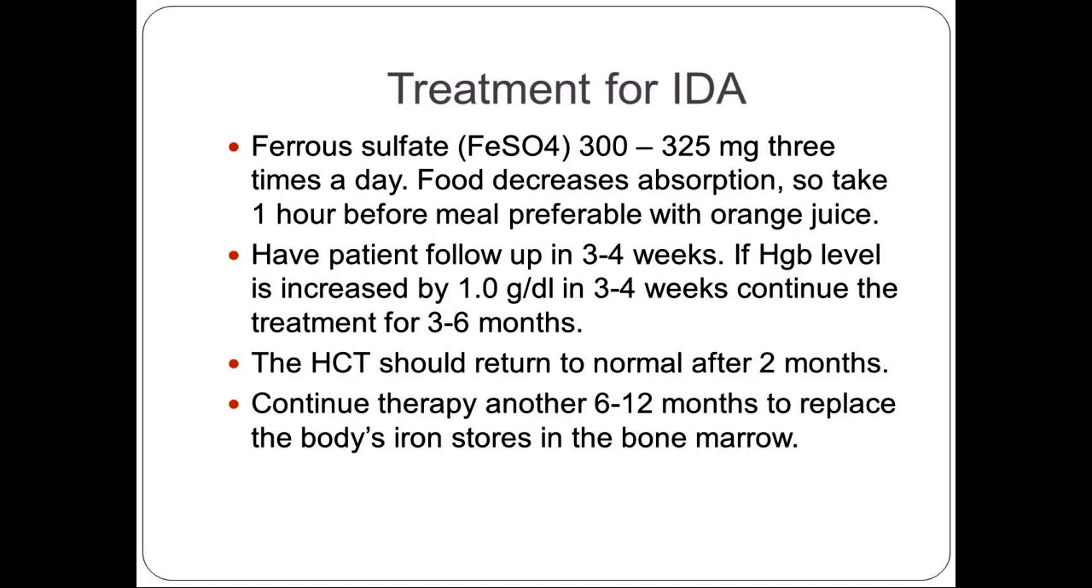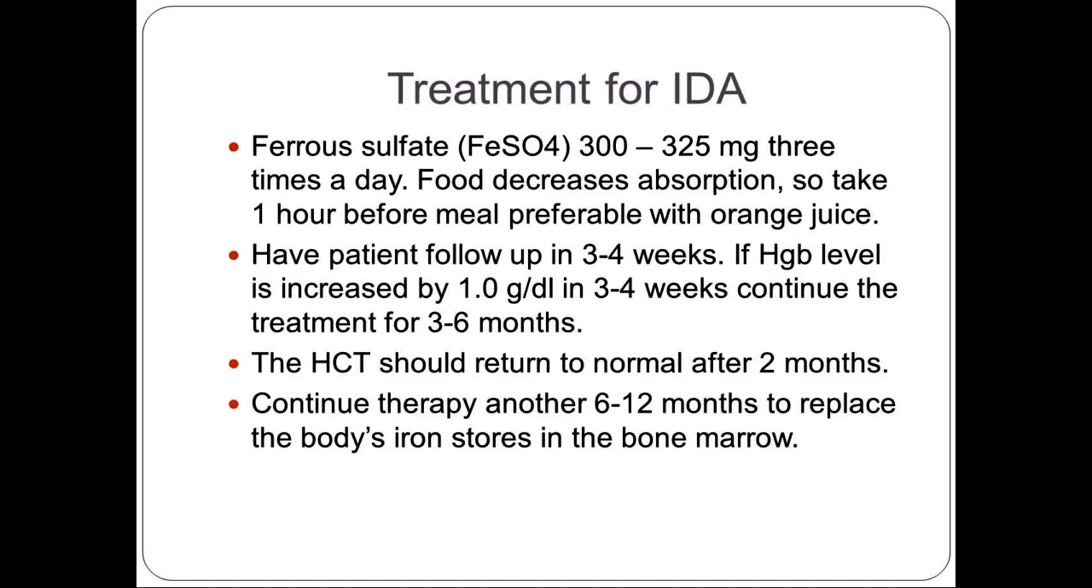And then the hematocrit should return to normal after about 2 months. Then you're going to continue therapy for another 6 to 12 months to replace the body's iron stores in the bone marrow. So you don't want to just get them to normal. You want to make sure that they have some iron stores in case they need it for later. There's also an iron shot that you can give called NFED, and there's also IV iron for severe cases.